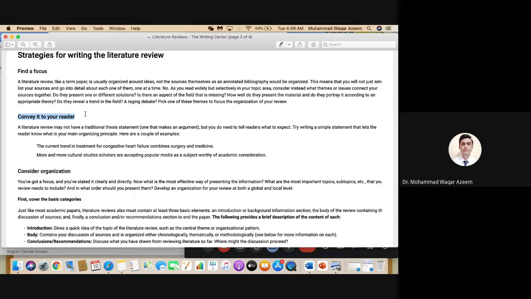Right? Of course, you already have reviewed the literature. This is an important thing, that you have read that literature already. You have chosen for yourself the five articles you are going to include here. But you are conveying the focus to the reader as well: what five resources you picked and what is their focus.